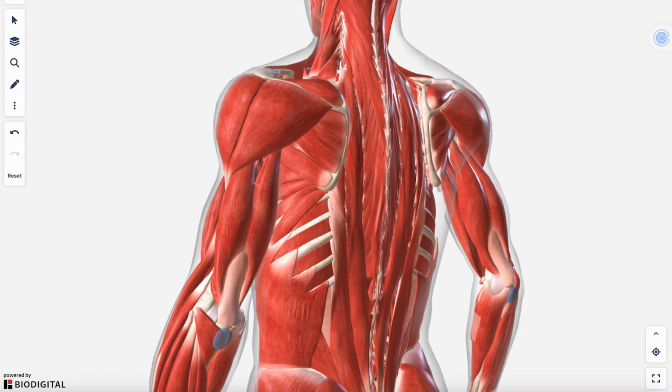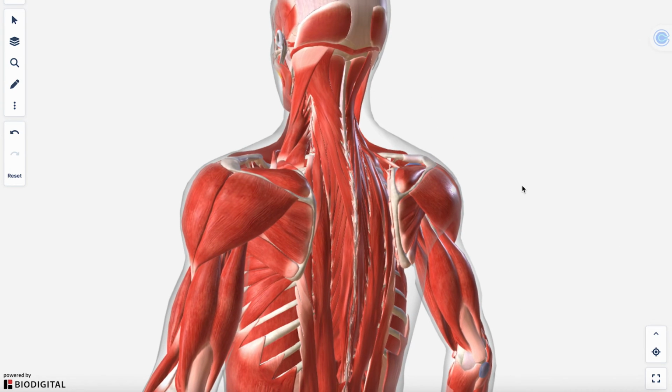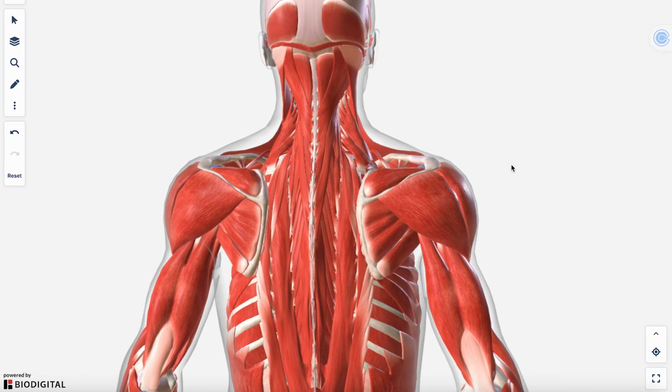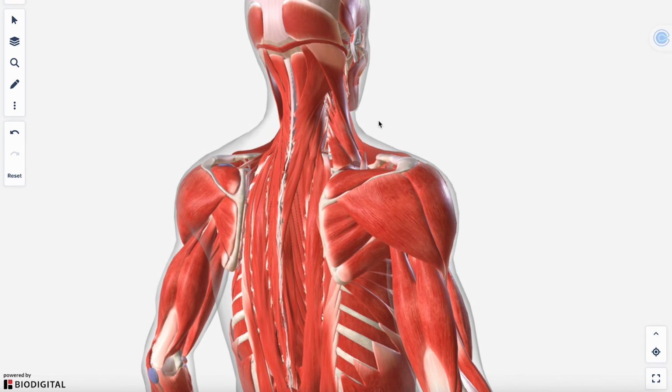So now we're moving on to the intrinsic back muscles. And this has three layers: the superficial layer, the intermediate layer, and the deep layer. The superficial layer is just your splenius muscles. If we look at that here, you have your splenius capitis and your splenius cervicis. So right here is your splenius capitis. It's going to attach to the base of the skull. And underneath here is going to be your splenius cervicis.